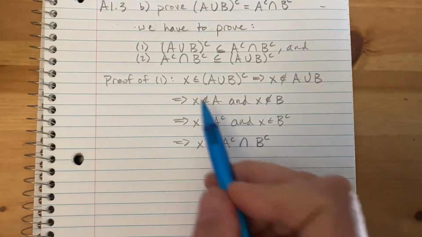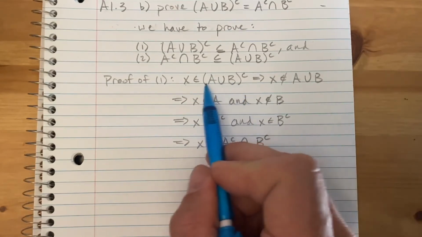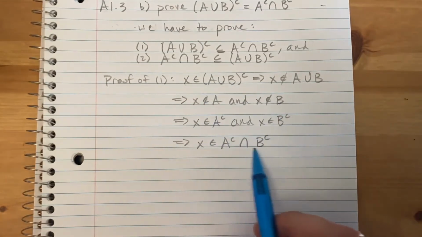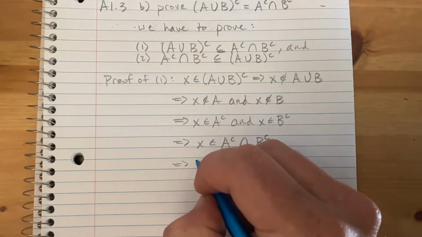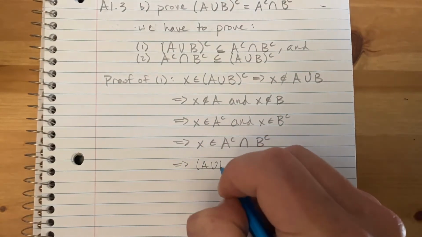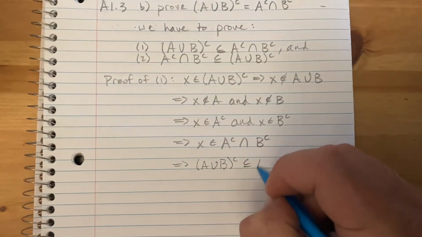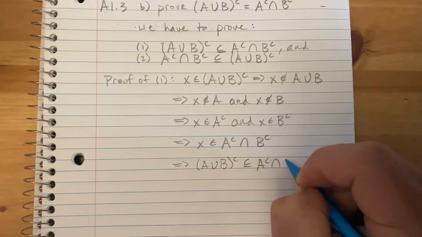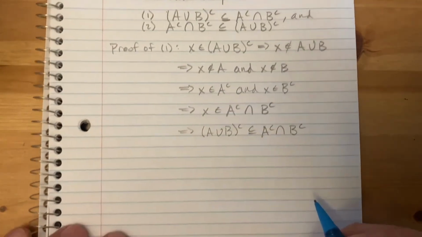And so what we've just proven is that any element X that's an element of this set is also an element of this set. And so we have just proven that A union B complement is a subset of A complement intersect B complement. So we just proved part one there.